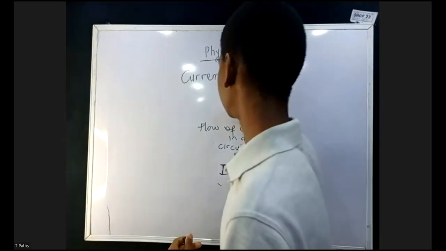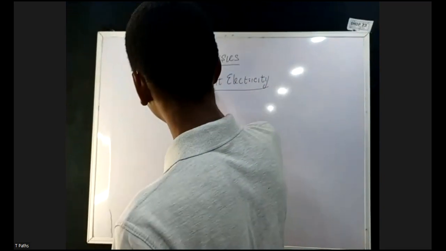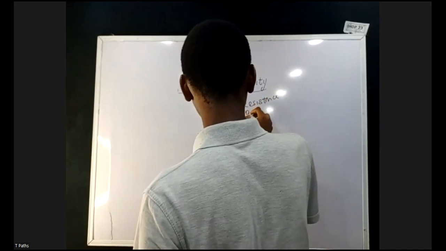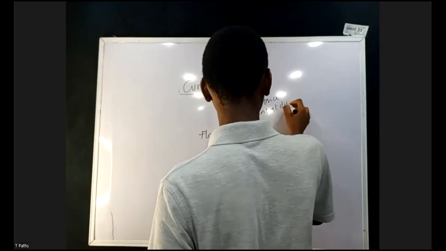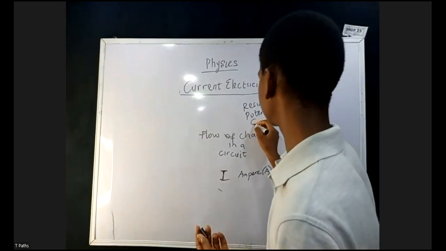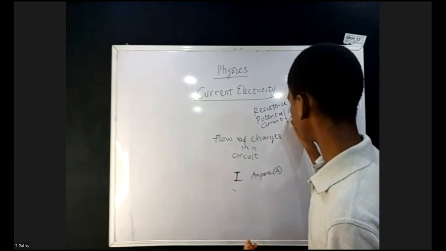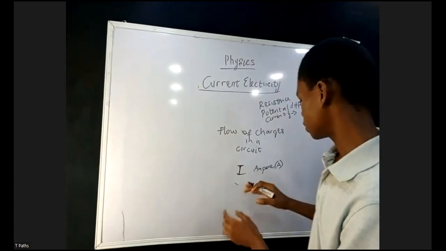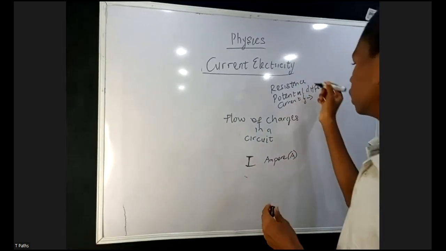Okay, when you're talking about current electricity, everybody knows we're talking about resistance, potential difference, current, and all of that. Potential difference is what most of us call voltage. So I've done electric current, the flow of charges in the circuit, represented with uppercase I, with the unit ampere. Now let's move to resistance.